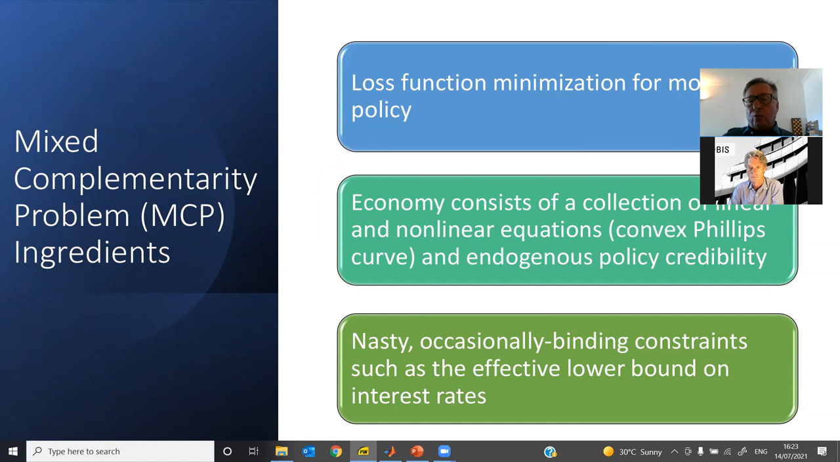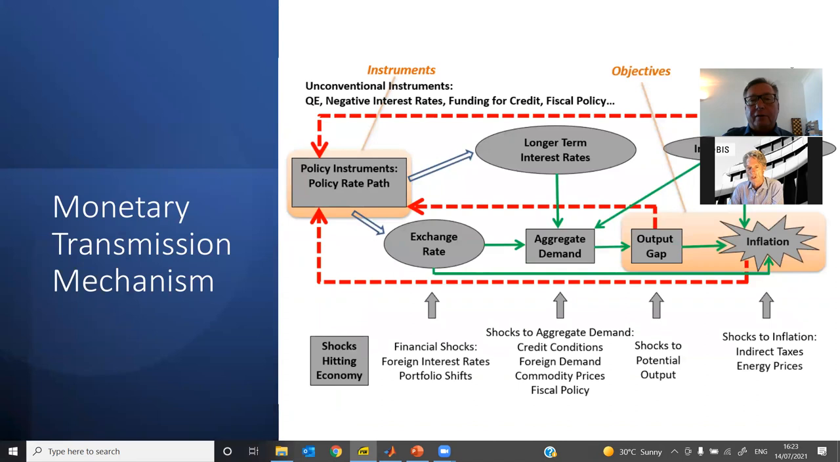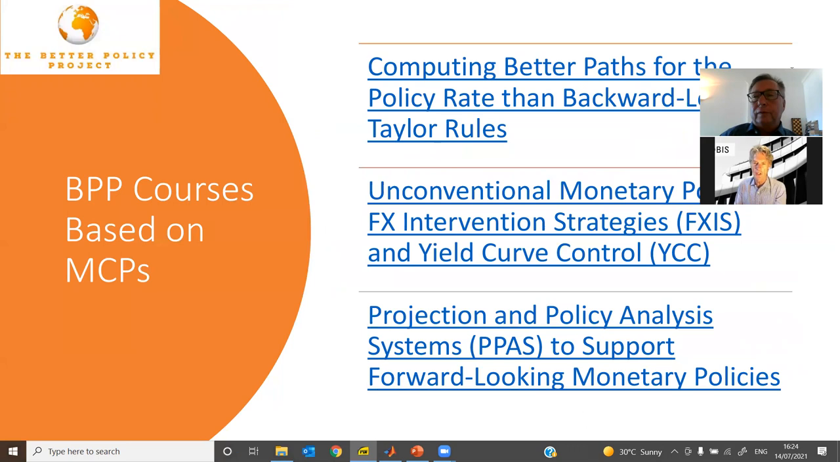Now, if you think of all policy problems, they will tend to be mixed complementarity problems. So they'll have some nonlinearities in there. Sometimes they'll be nasty, like the effective lower bound on interest rates, where it becomes an inequality restriction. And then it'll have some equations that are either linear or approximately linear. I guess like the examples of the Czech National Bank and the Swiss National Bank using policy instruments such as exchange rate floors act like these occasionally binding constraints, which give you exit problems as well as modeling problems.